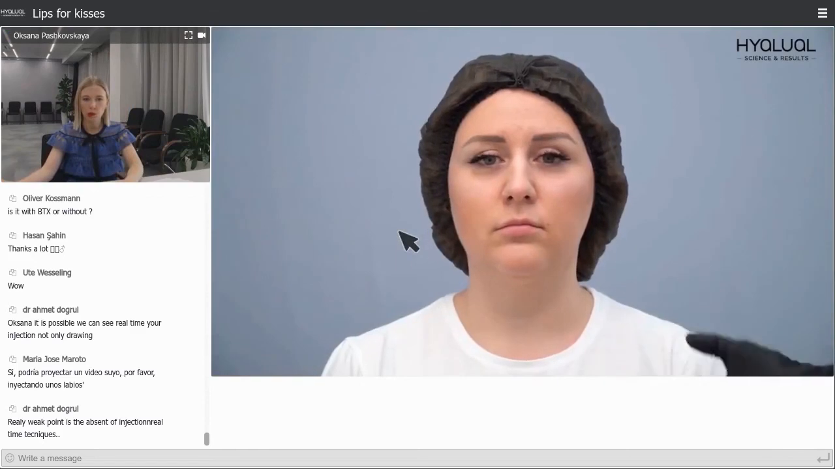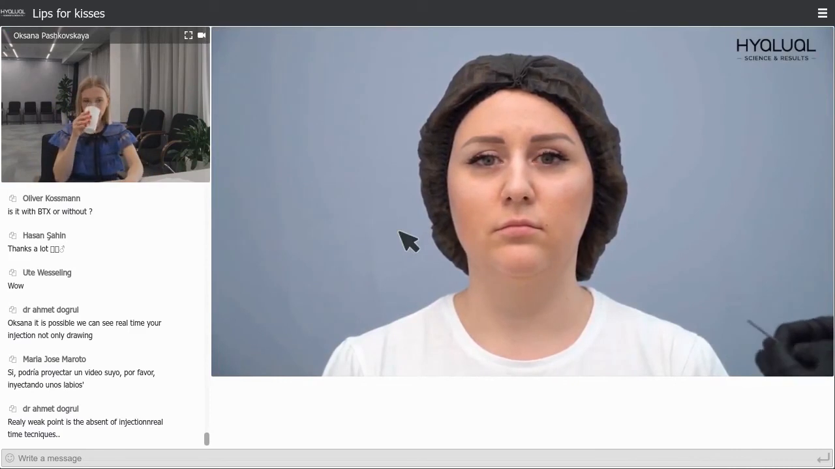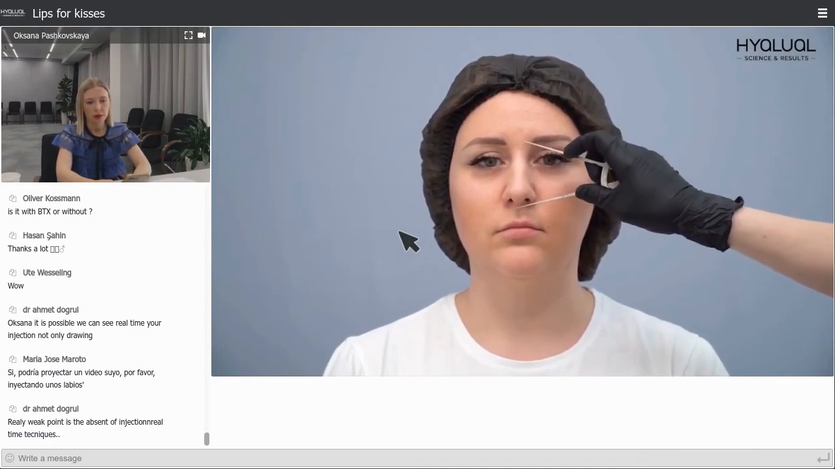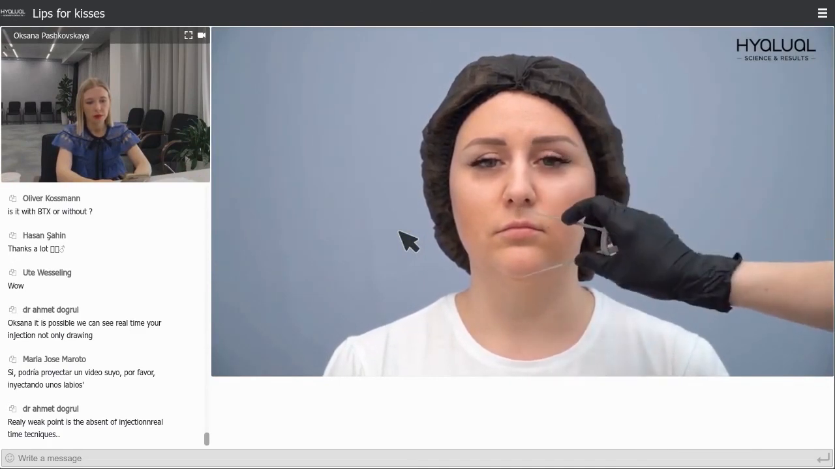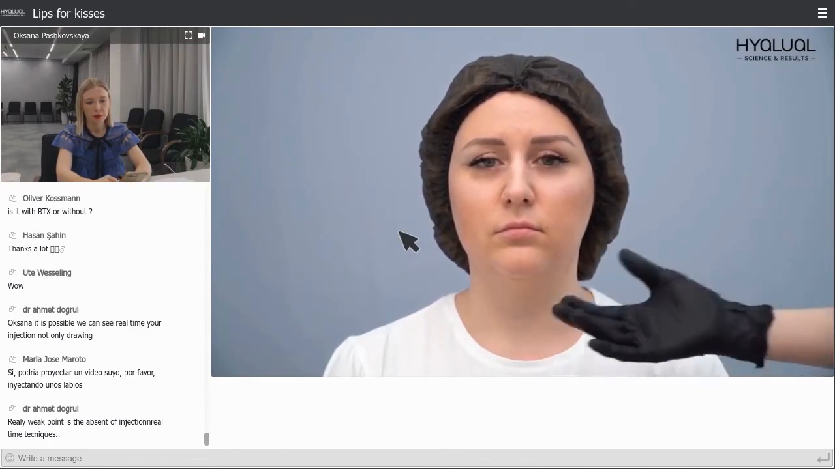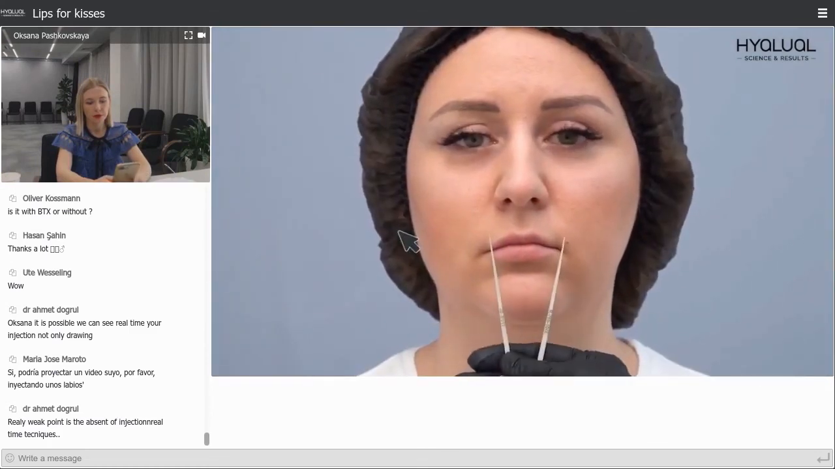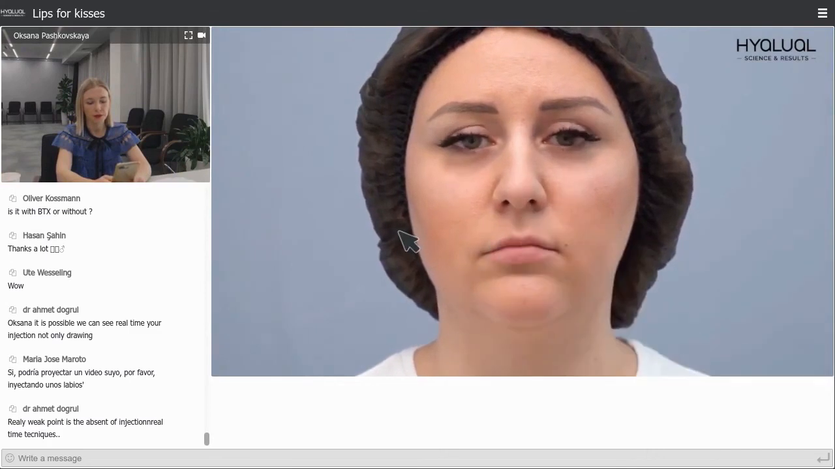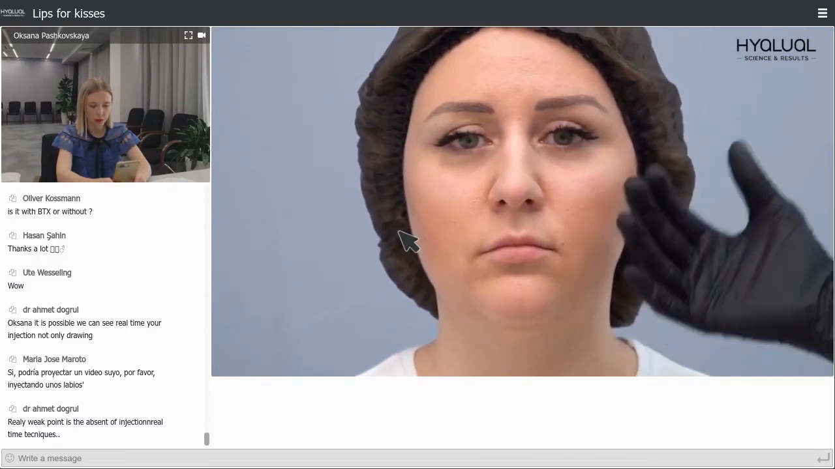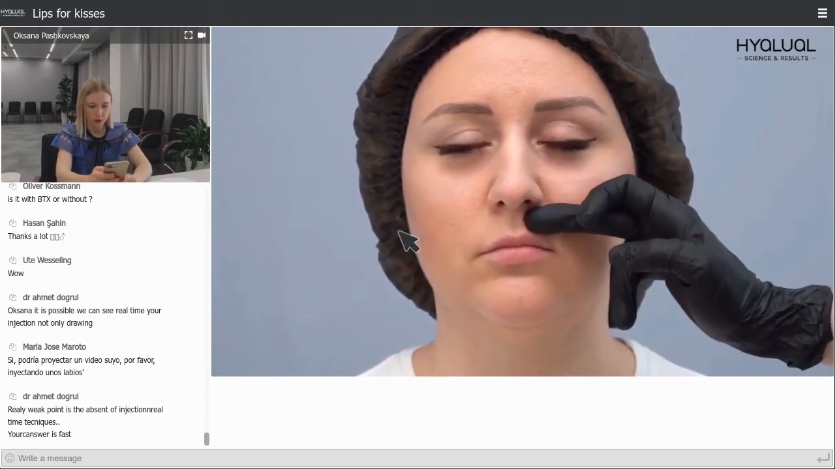The first patient is Mariana. Let's analyze the frontal projection of her face. Pay attention to the thirds. You can see that the lower third is shortened. Then pay attention to the eye setting. Mariana has close-set eyes, so I recommend using additional volume only for refreshing her lips, and of course improving the shape of the lips.